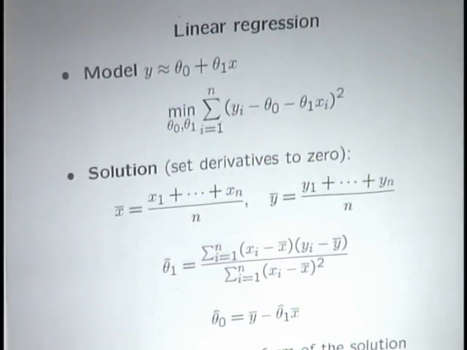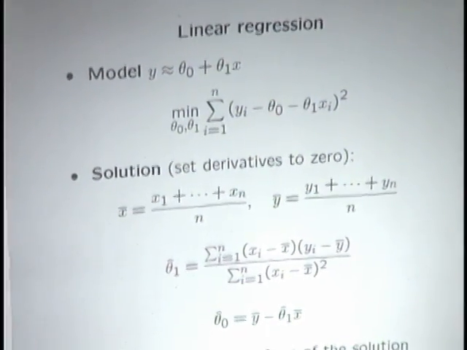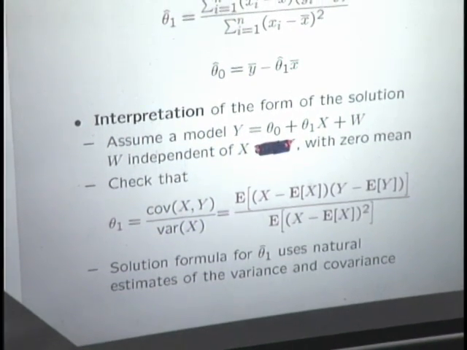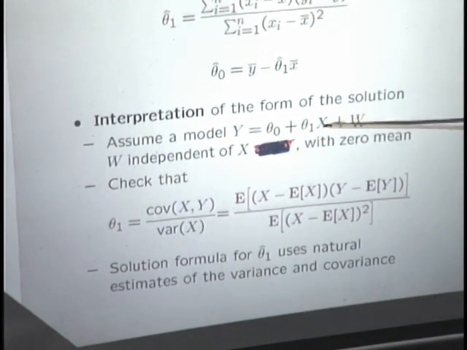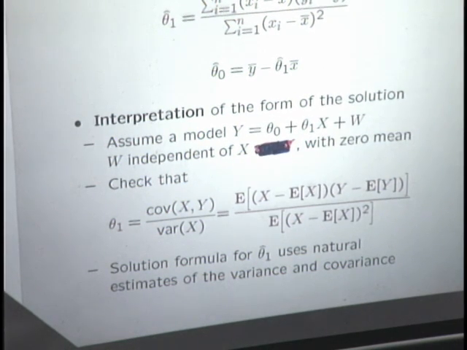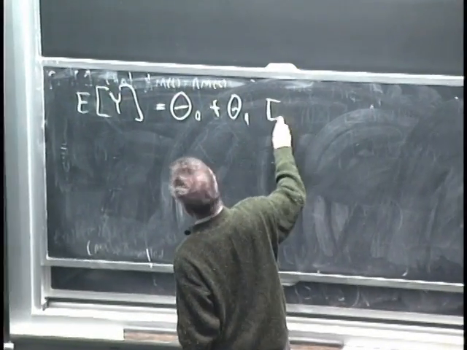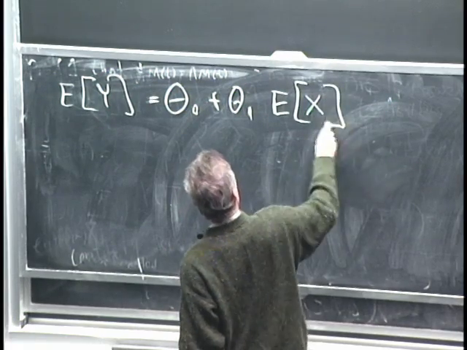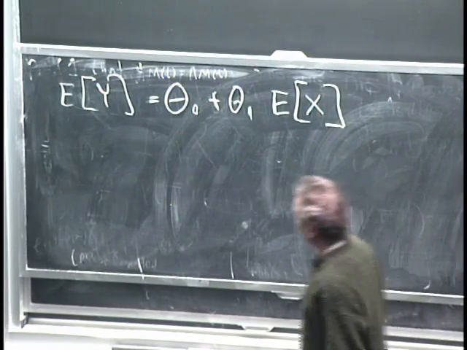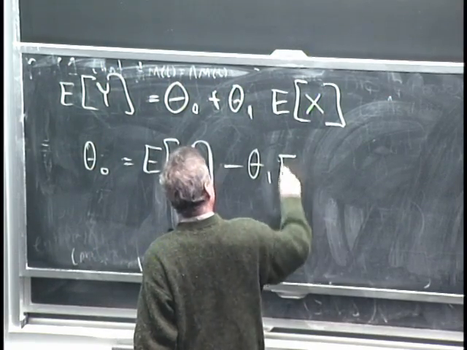So suppose that the world is described by a model of this kind, where the x's and y's are random variables, and where w is a noise term that's independent of x. So we're assuming that a linear model is indeed true, but not exactly true. There's always some noise associated with any particular data point that we obtain. So if a model of this kind is true, and the w's have 0 mean, then the expected value of y would be theta 0 plus theta 1 times the expected value of x, and because w has 0 mean, there's no extra term. So in particular, theta 0 would be equal to the expected value of y minus theta 1 times the expected value of x.